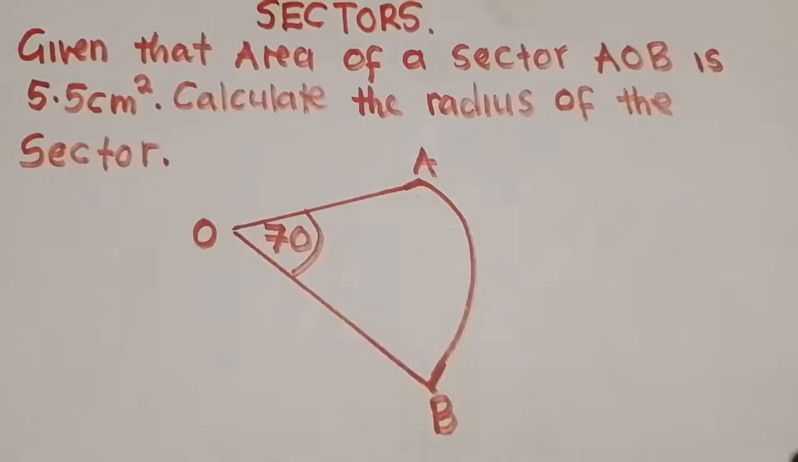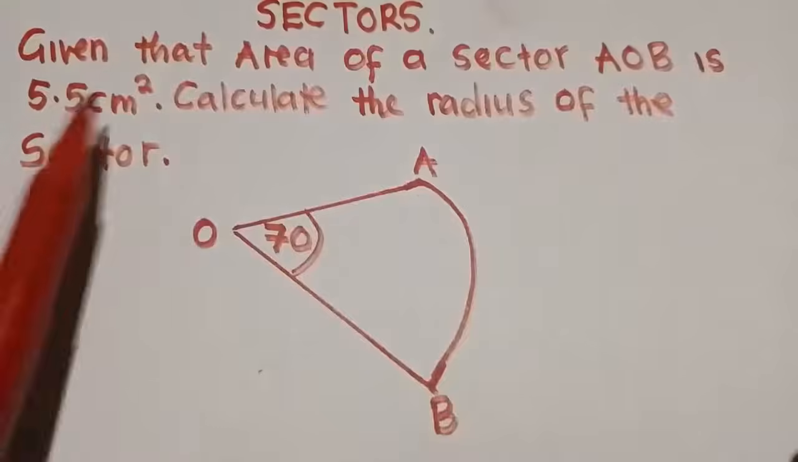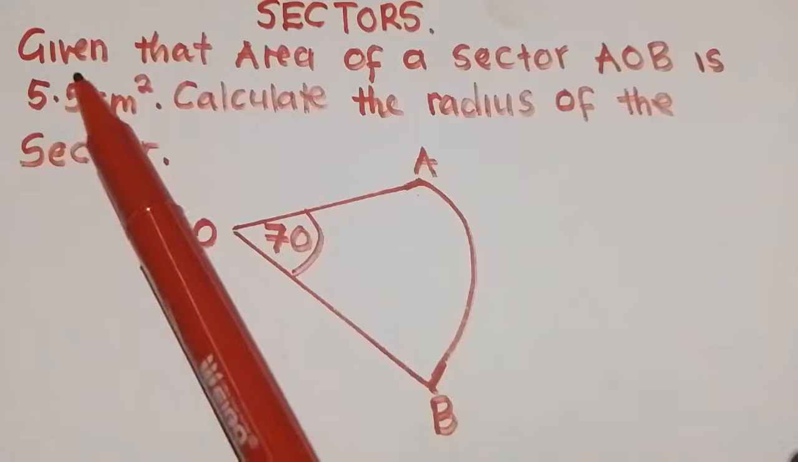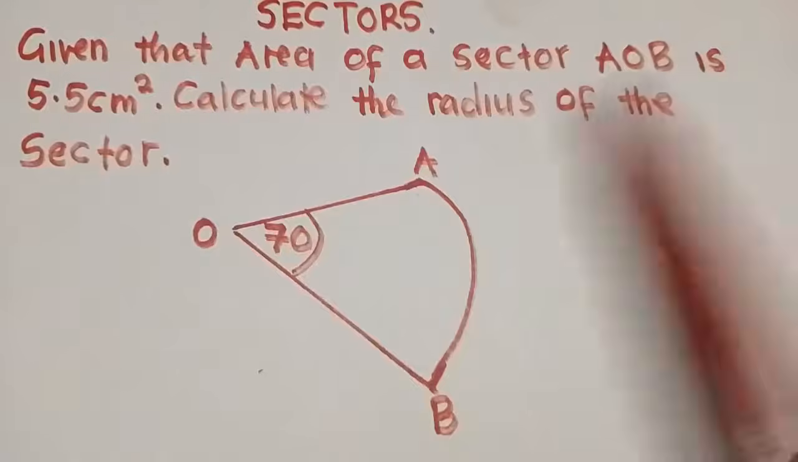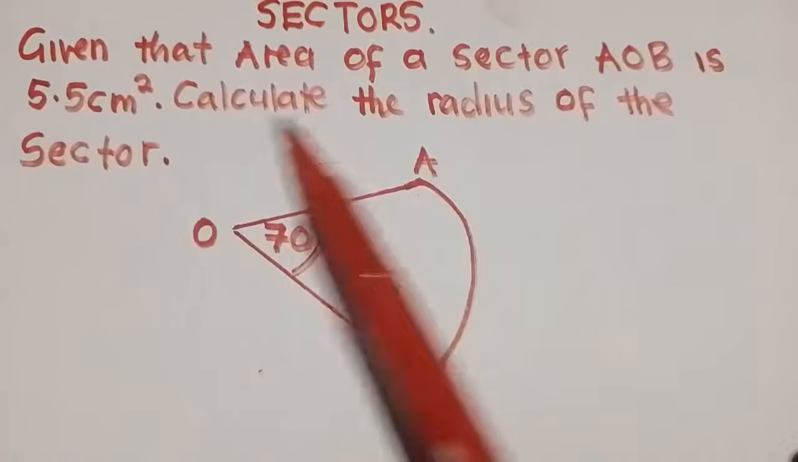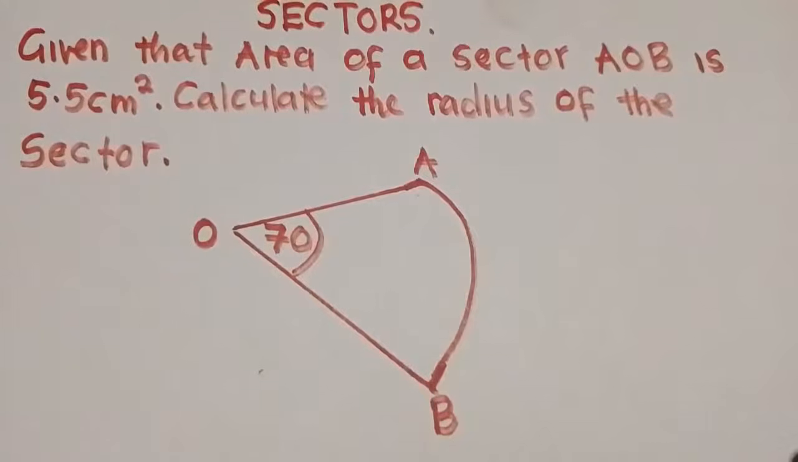So we've got this question which we are given. The question is saying, given that the area of a sector AOB is 5.5 centimeters squared, calculate the radius of the sector. This is the question which we are given. So we want to calculate the radius of a sector.